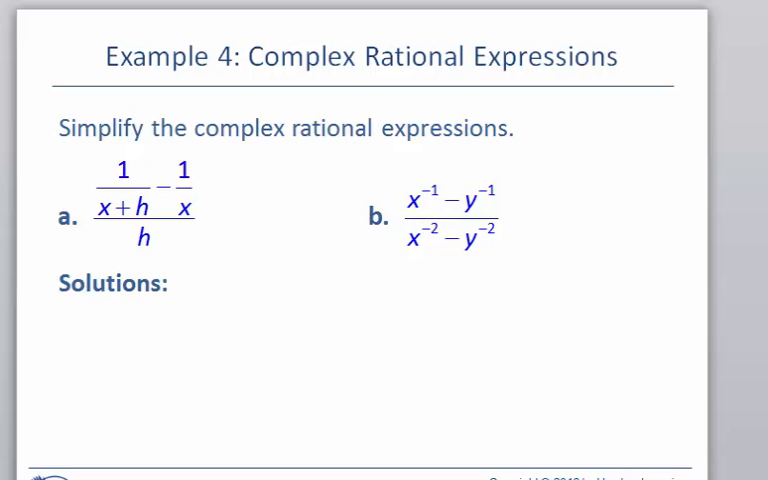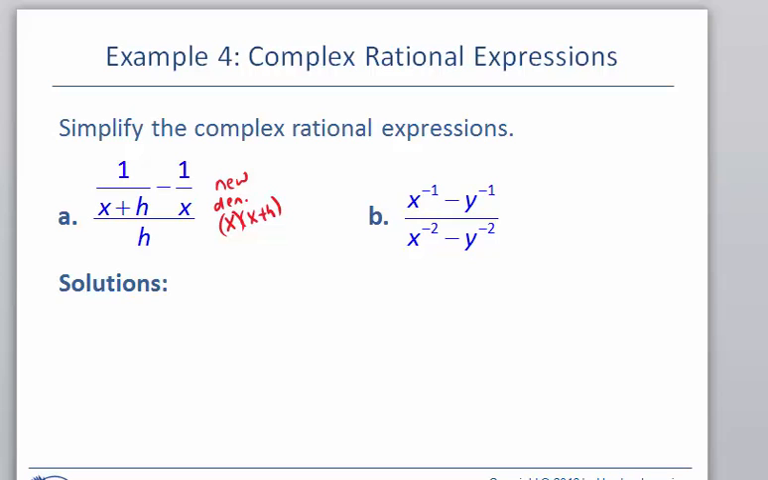You may find that it is easiest to concentrate on the numerator of this fraction first and try to determine a common denominator. So for our numerator, which is 1 over x plus h minus 1 over x, we're going to use as our new denominator the product of the two denominators. So we're going to use x times x plus h. We'll keep that in mind as we start to work this problem.